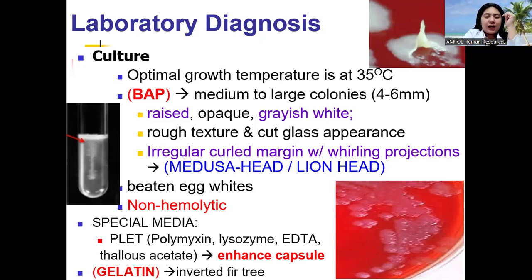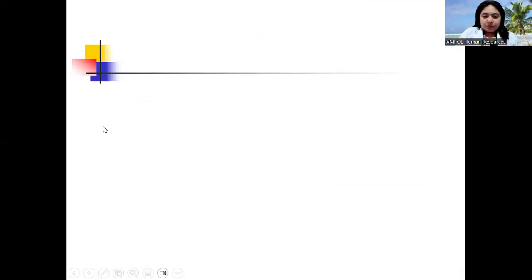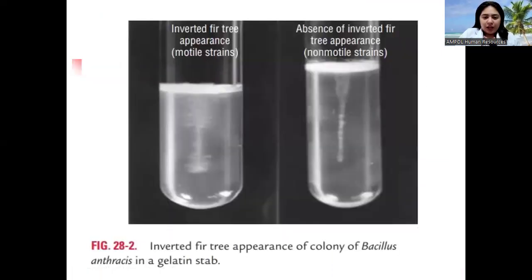So in gelatin agar naman, okay? In gelatin agar, they exhibit an inverted fir tree appearance. So that is the inverted fir tree appearance in gelatin agar, your Bacillus anthracis. Inverted fir tree appearance.